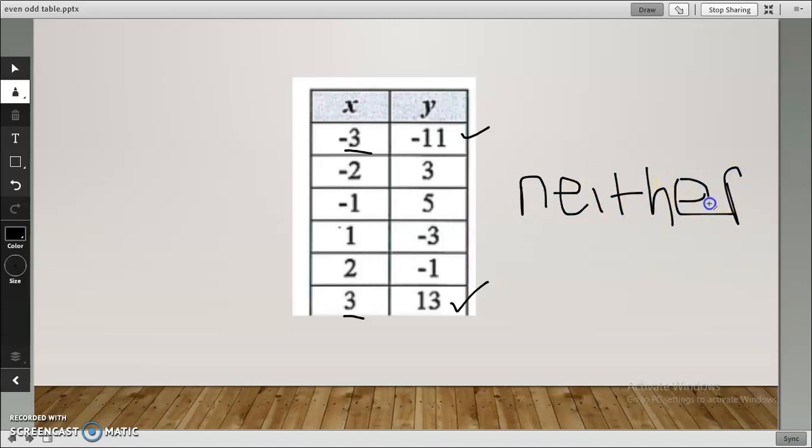I can even look at negative 2 and 2. The numbers are different. Negative 1 and 1, the numbers are different. So this is neither.